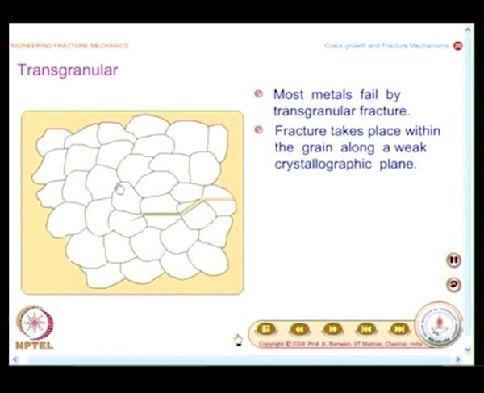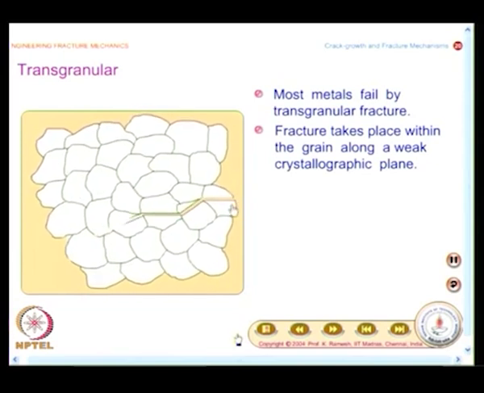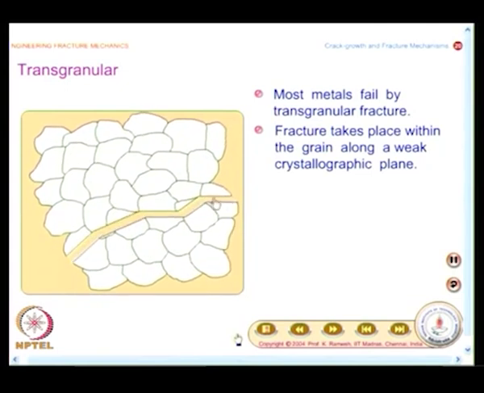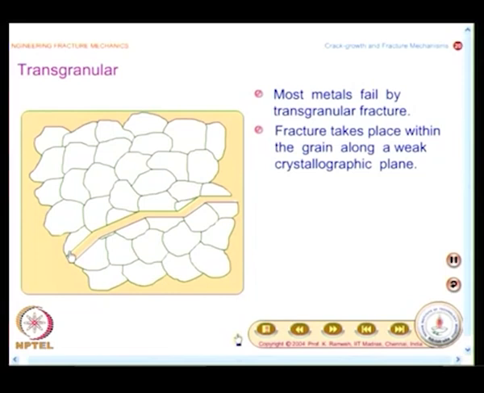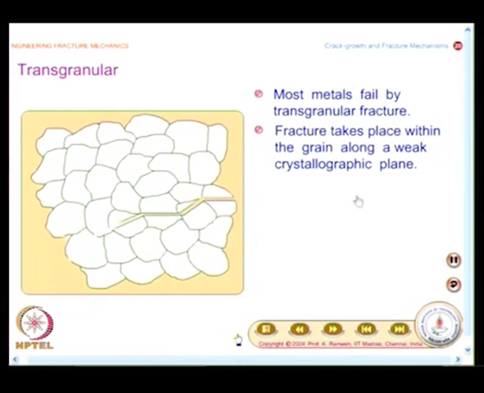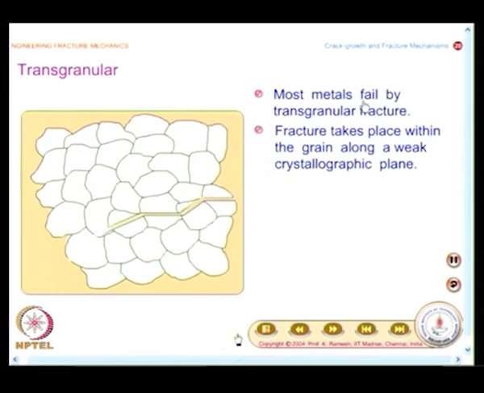You also made a schematic of this. What is important is you have these cracks cutting across the grains, and this is a common failure observed in most metals.